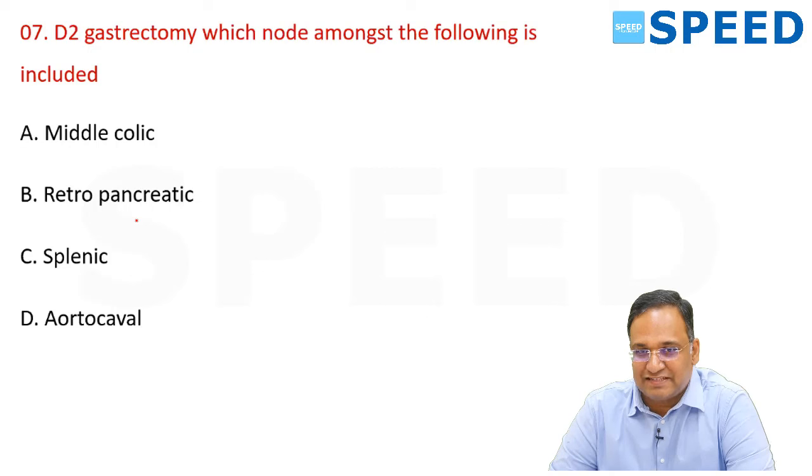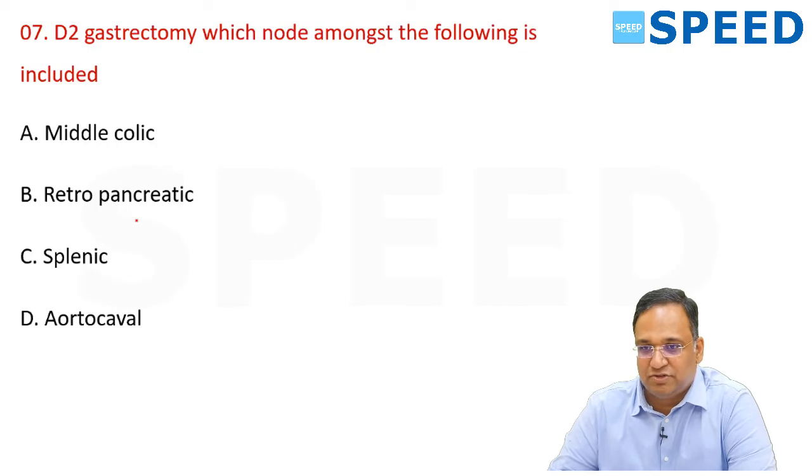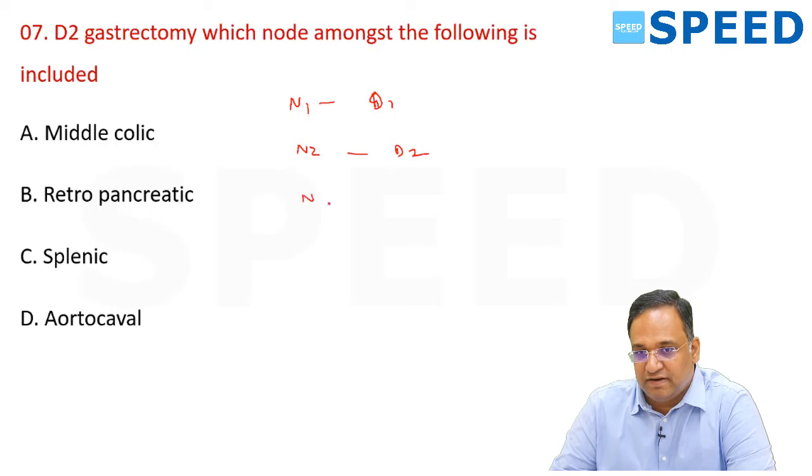So, D2 gastrectomy, which node amongst the following is included? That means up to which level is included? That is the part of the question here. So, we know that removal of N1 nodes is D1. Removal of N2 group of lymph nodes is D2. Removal of N3 group of lymph nodes is D3. N3 or you say N4.